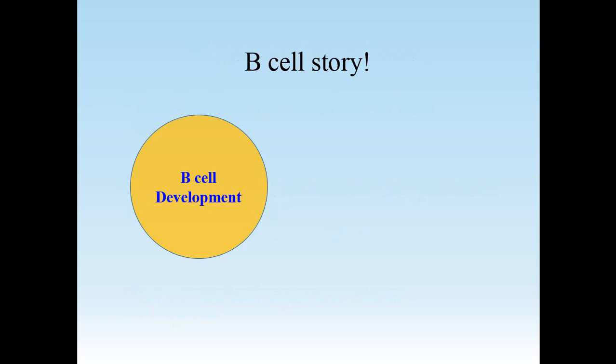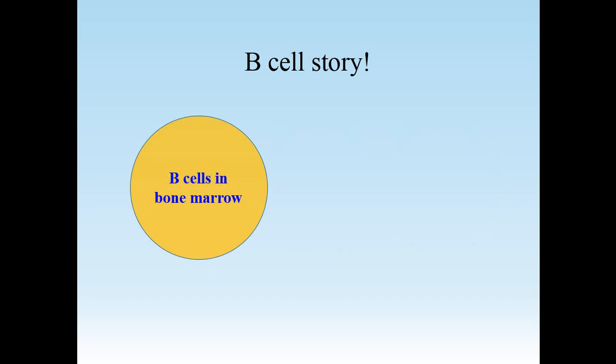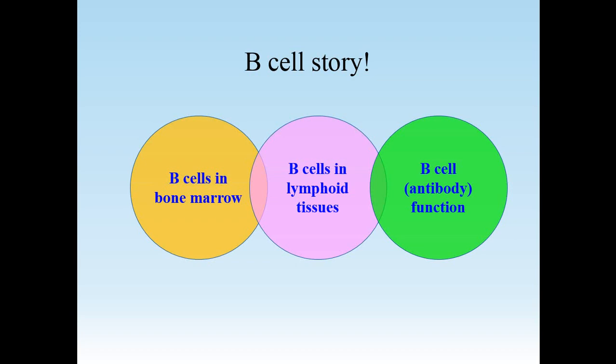Here I'm showing the same thing in a sort of diagram. So this is the B cell story. The first part is B cell production and development in the bone marrow. The second part is B cell activation. And then the third part is B cell function, or basically function of antibodies. If I want to show these things in terms of anatomical location, the first part is going to happen in the bone marrow. So it's B cells in the bone marrow. The second part is B cells in so-called secondary lymphoid tissues, what happens for them there, and then what happens for antibodies which are produced by B cells.